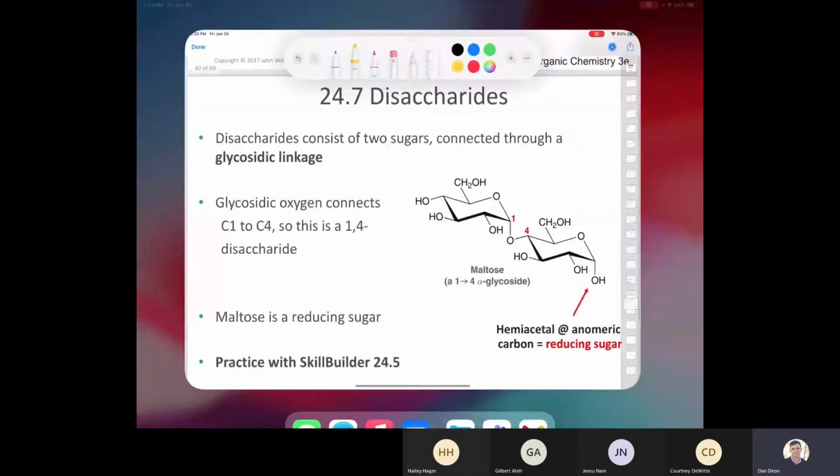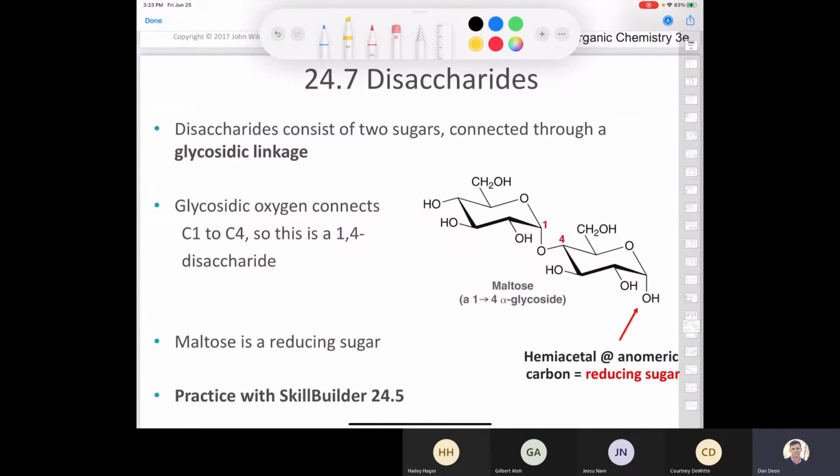Okay, so we left off here at section 24.7, which deals with disaccharides. Just reading off the slides, it says that disaccharides consist of two sugars connected through a glycosidic linkage. And the glycosidic linkage is really the most important part. It's the part that governs the identity of, or helps to identify, the type of disaccharide.